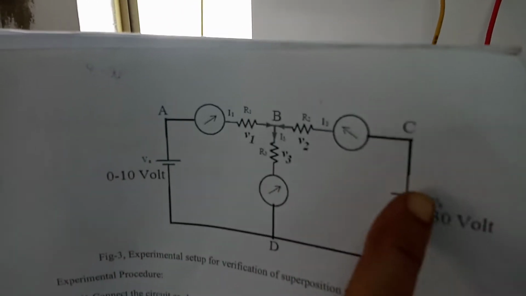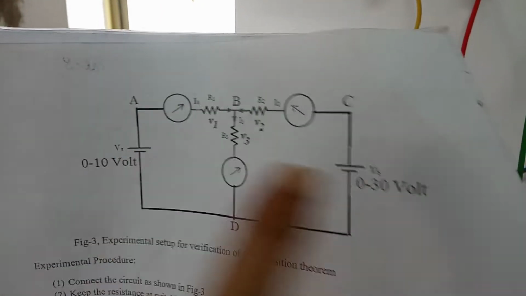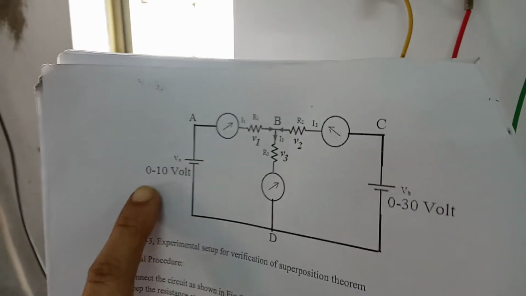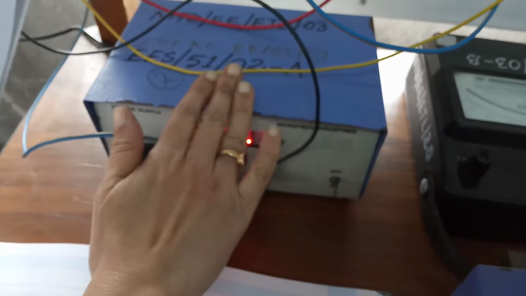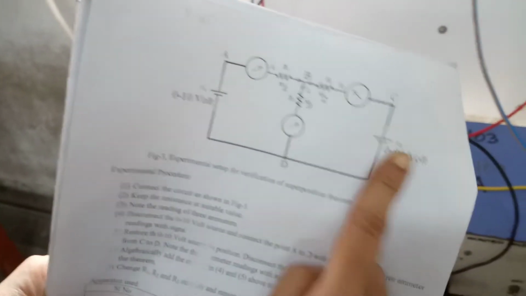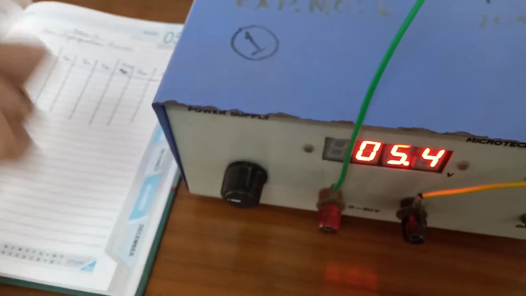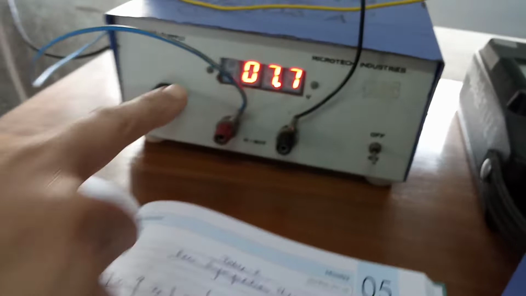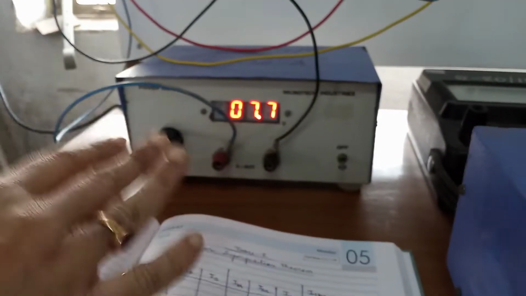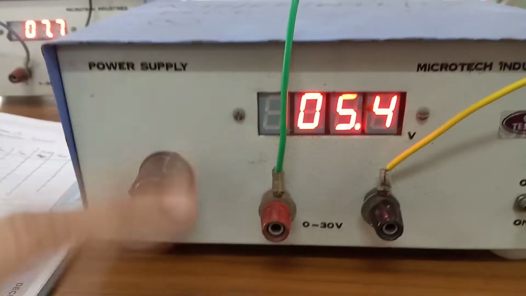And there are two sources connected over here. One source is this, another is this. You can see here in the experimental setup, these are two sources. This is the first one as shown over here, and the second source is this. Now you can see here the first source is showing 7.7 volt, which we are keeping, and the second source is 5.5 volt.